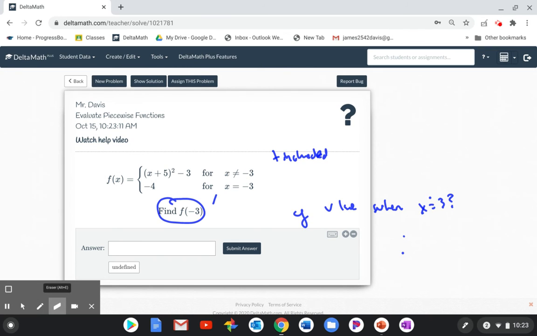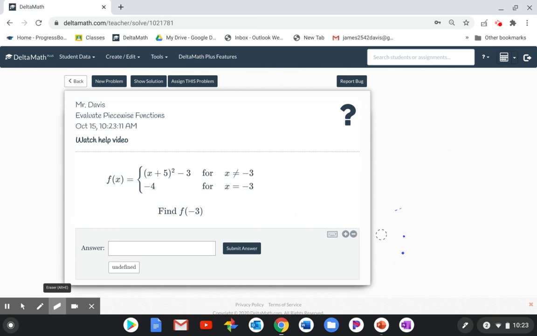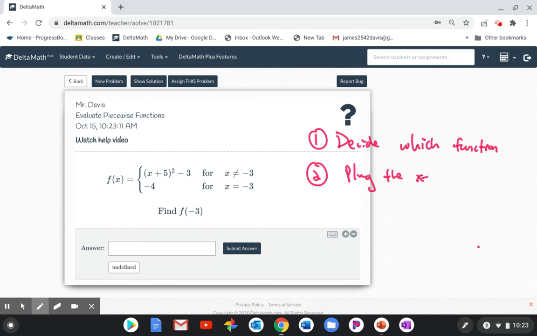All right, the next one, we're supposed to find f of negative 3. The first decision you have to make is to decide which function, or which equation. And then the second thing you do is plug the x value in. So if we do that, we're looking for negative 3 as the x value. All right, so which one do we plug in for negative 3?